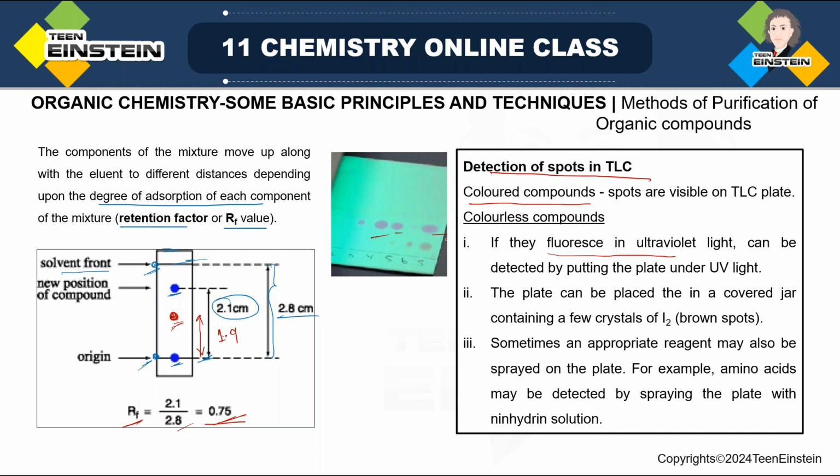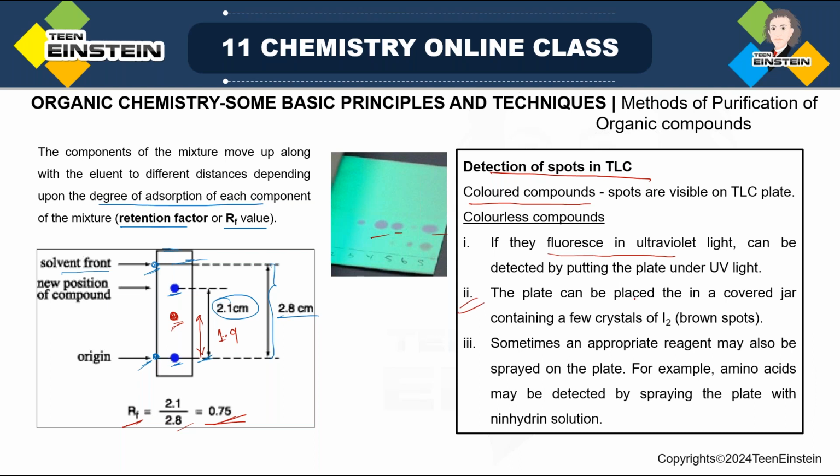See, under UV light the spots have some purple color. When you remove the UV light, it seems as if it is a white TLC plate. You will not be able to see any color. But when you put it under UV light, if there is this type of fluorescence property in ultraviolet light, then you will be able to see the spot. So this is one way you can detect colorless compounds.